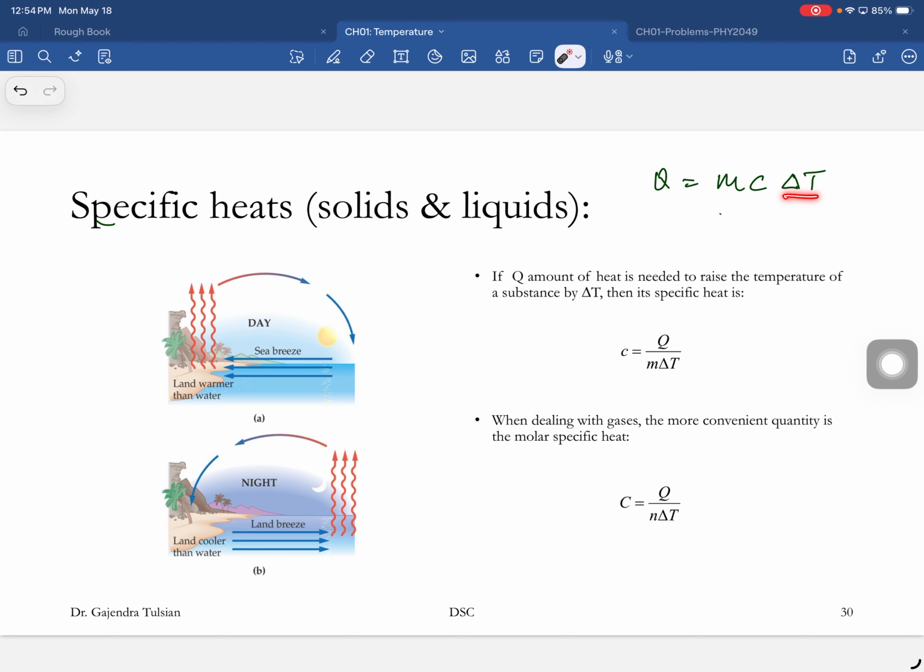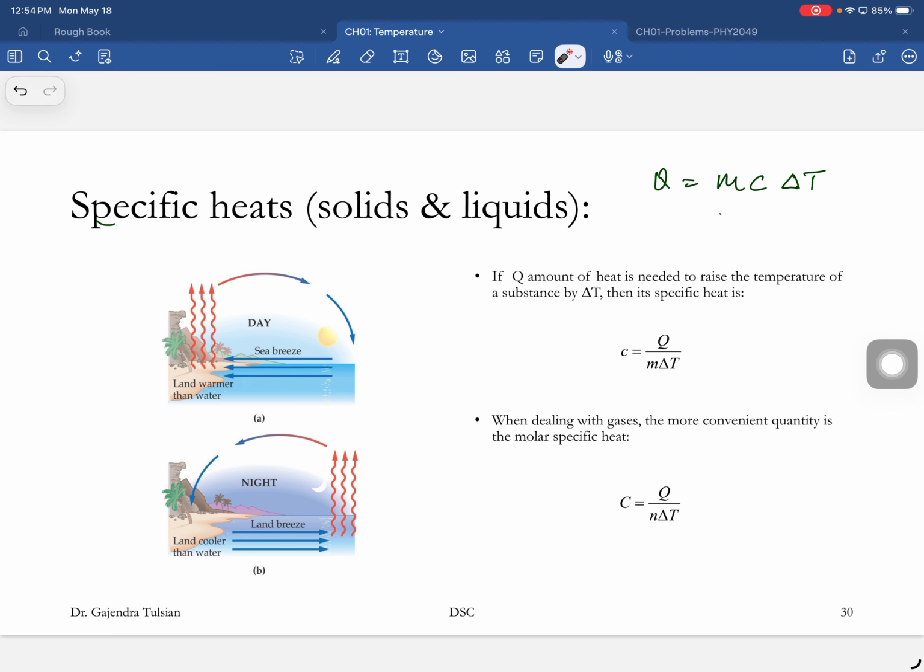During the day, the water warms up less, the land warms up more. So the temperature of land has risen higher. This air warms up more than this air. This air gets less dense and it rises. So during the day, you have a low pressure here, a higher pressure here, and you get a breeze like that. So during the day, you get a breeze from the water to the land.